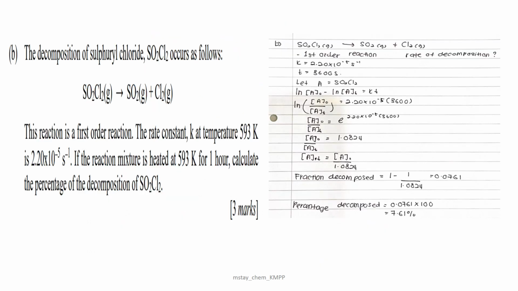Let's proceed to question B. The equation given is the decomposition of SO2Cl2. The question let us know it is first order reaction and the rate constant is given 2.2 exponent -5 per second. Let's say the question doesn't let us know what is the order of reaction. Based on the unit of the rate constant per second, we have the idea that the order of reaction is first order. The reaction is carried out at 593 Kelvin for 1 hour.